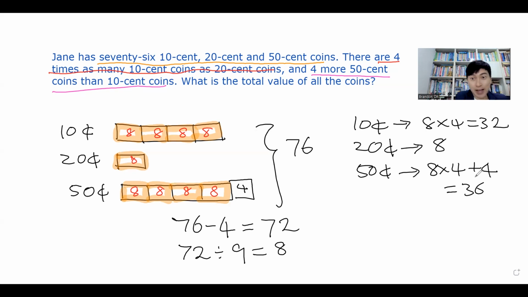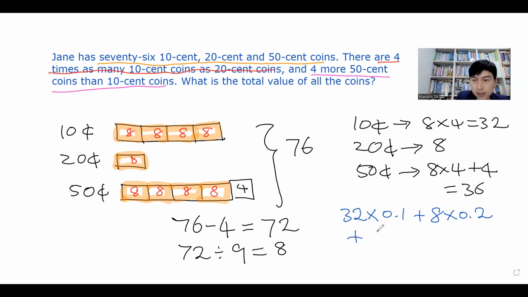Finally, we are finding the value. How do we find the value? Of course, we will take the number of coins, 32 10-cent coins, multiply by its value, 0.1, to represent 10 cents. It's like $0.1. All right. And what about 20 cents? So we take 8 of them multiplied by 0.2. All right.